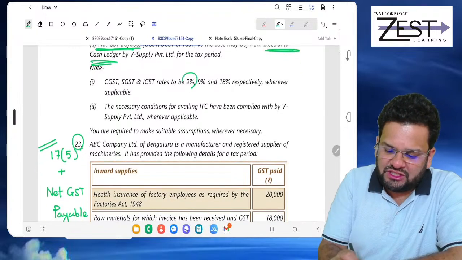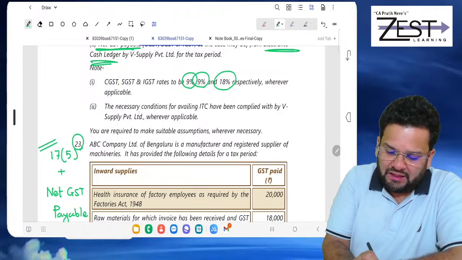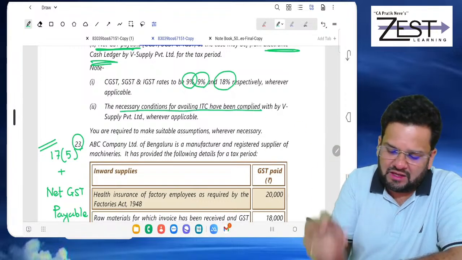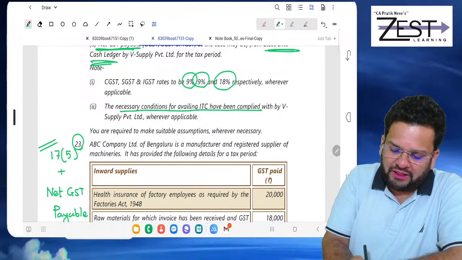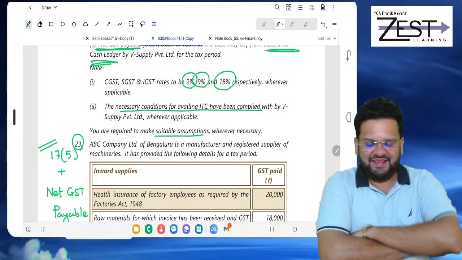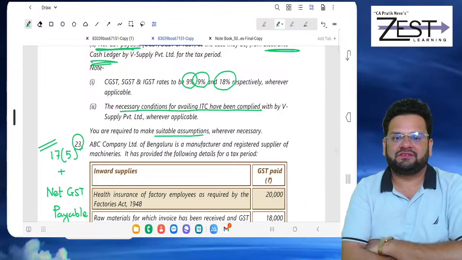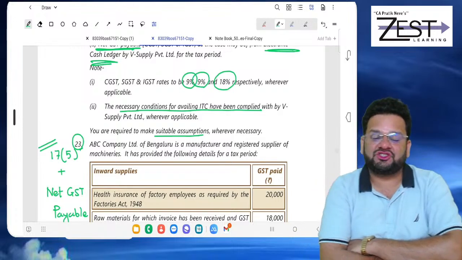CGST, SGST, IGST are 9, 9 and 18% wherever applicable, and necessary conditions for availing ITC have been complied with. You are required to make suitable assumptions wherever necessary. So have you all followed this? Ashimaji, shall we go ahead and discuss its solution?